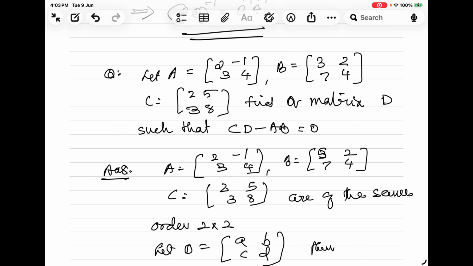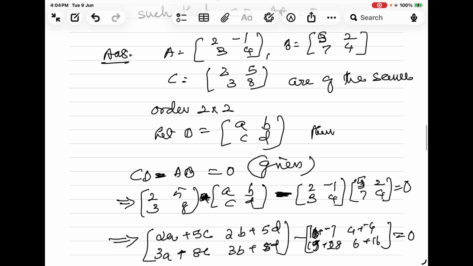Another question: let A equal matrix 2, negative 1, 3, 4, B equal 5, 2, 7, 4, and C equal 2, 5, 3, 8. Find a matrix D such that CD minus AB equals 0. A, B and C are of the same order, 2 by 2. We want to find D.